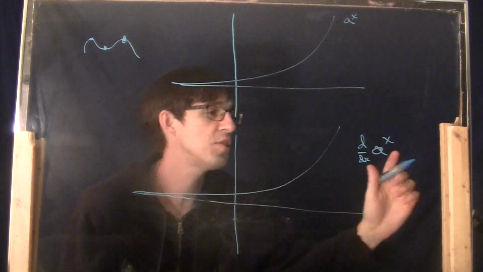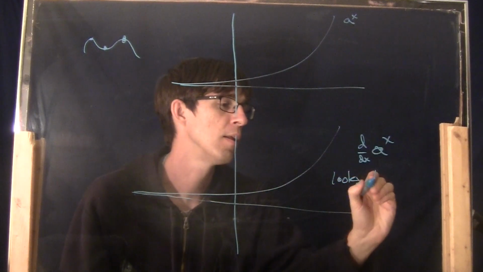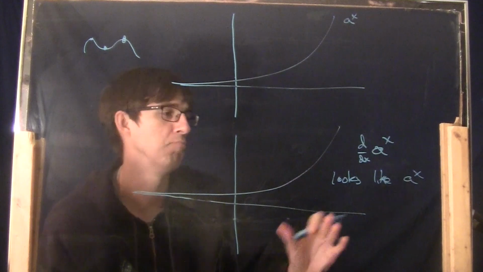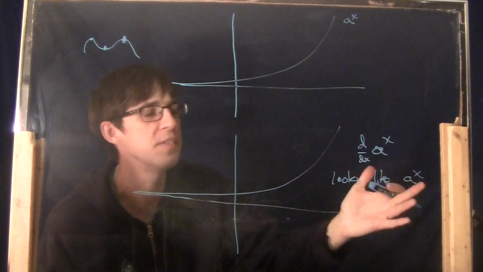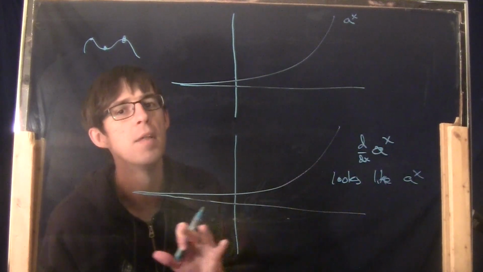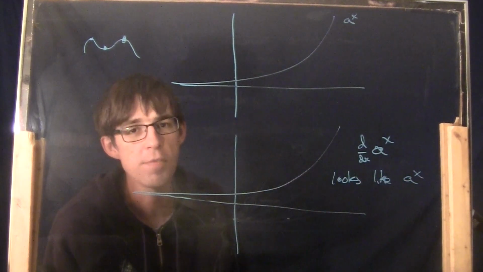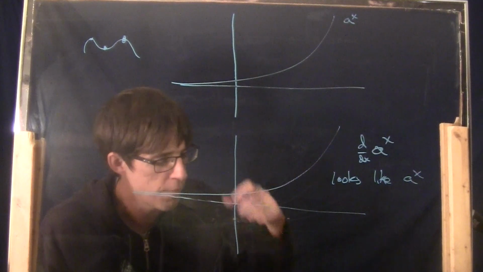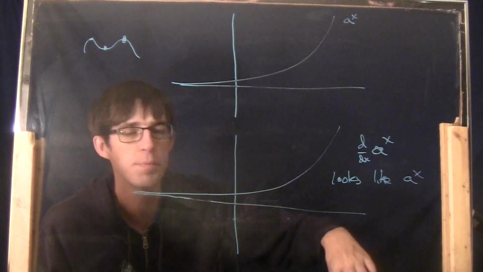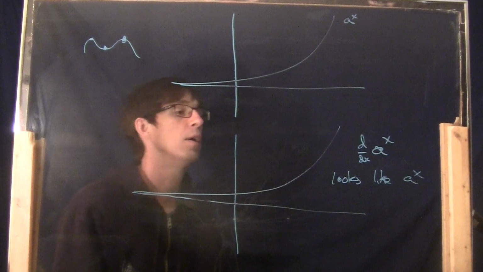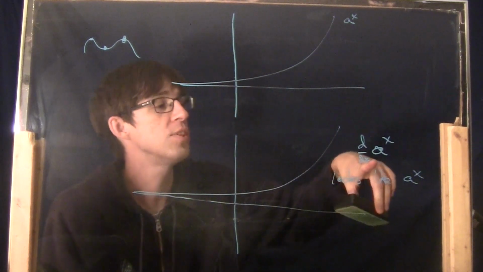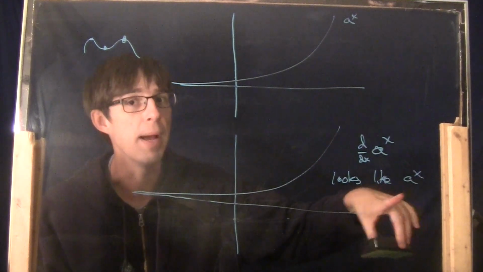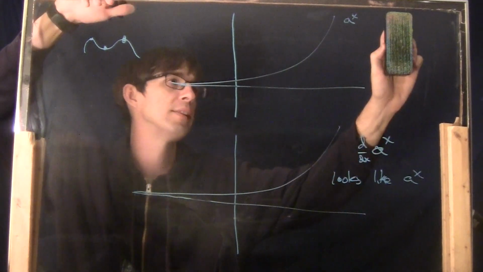So let me just say this derivative looks like a to the x again, right? This shouldn't convince you that it really is the same as a to the x, but at least the picture of the derivative looks an awful lot like a to the x. It turns out, and I hope you will take my word for this, although you can look it up in the textbook if you want a more detailed argument, the derivative of a to the x is actually almost the same as a to the x. It turns out not quite the same.